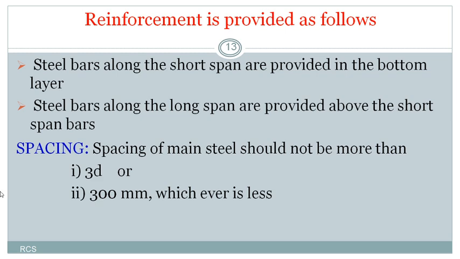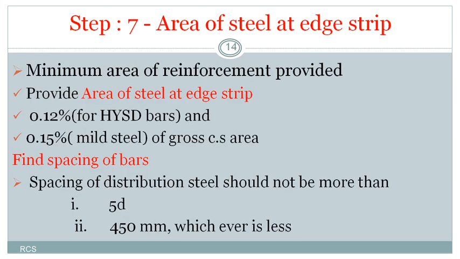So here, as per codal provisions, we have to maintain some spacing for the main bars along the x direction as well as in the y direction. So the spacing of the main steel bar should not be more than the following two: 3D and 300 mm, whichever is less. But generally, we can calculate a spacing from the given design data, and we also consider the obtained value of spacing and 3D and 300 mm, whichever is less. That value will be provided as the spacing for the main reinforcement bar, along the x direction and y direction.